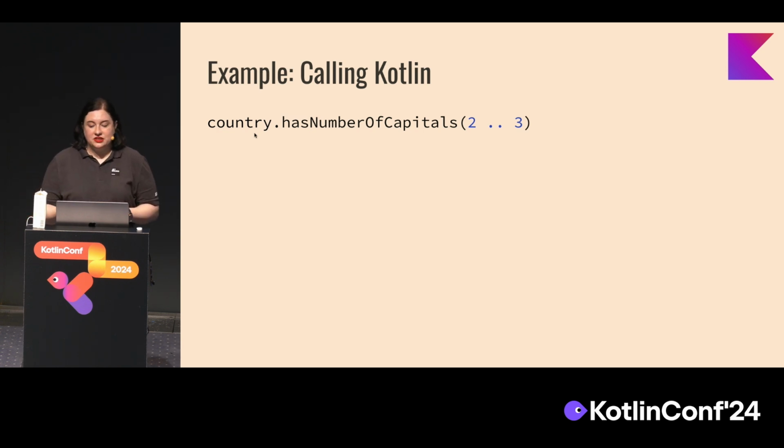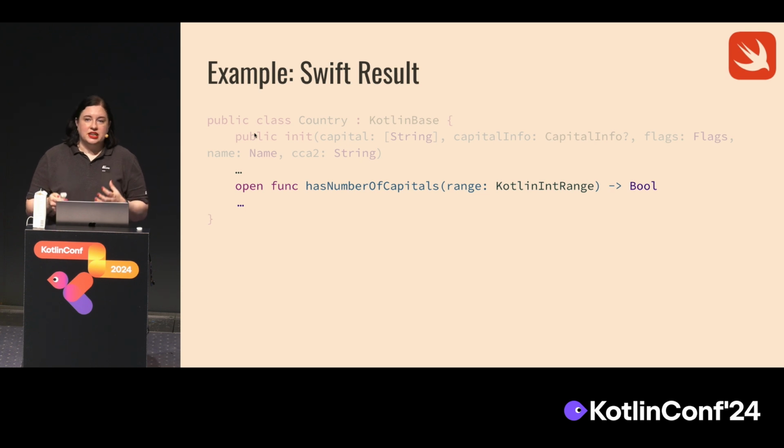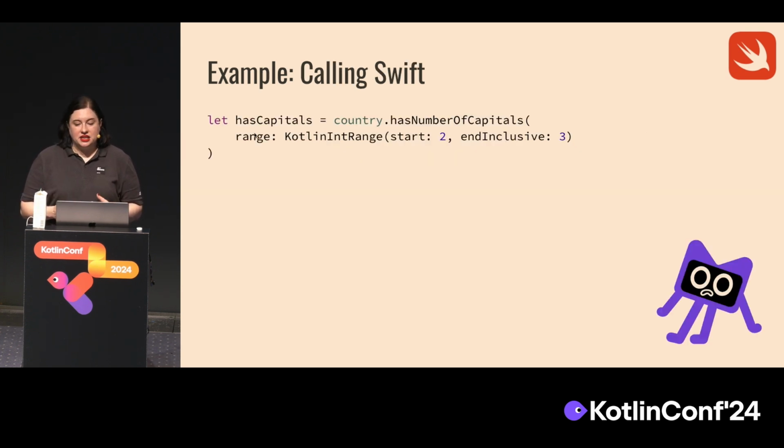So we can see here that in Kotlin, we can provide that range in an idiomatic way. We can say 2..3. But in Swift, our end range parameter has become a Kotlin end range parameter. And so that can't be called in a very idiomatic way in Swift. So instead of our Swift range shorthand that we're kind of used to, the 2...3, we now have a constructor call. And that's just not very nice.